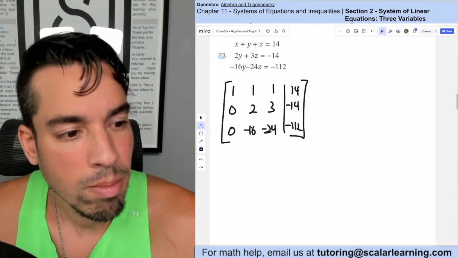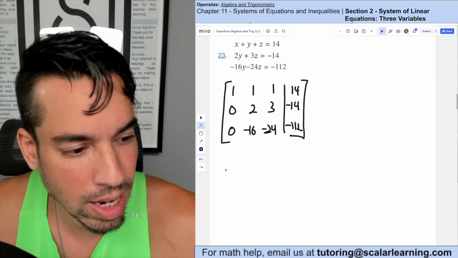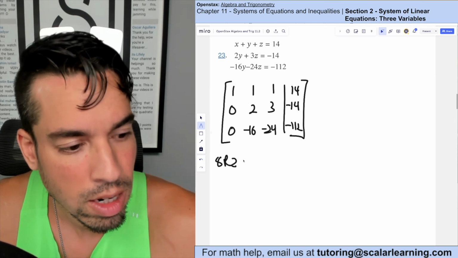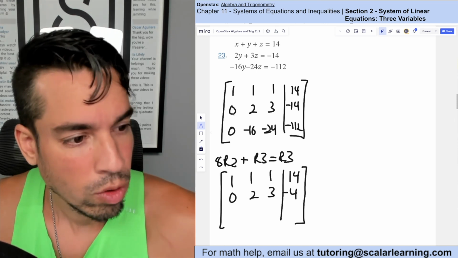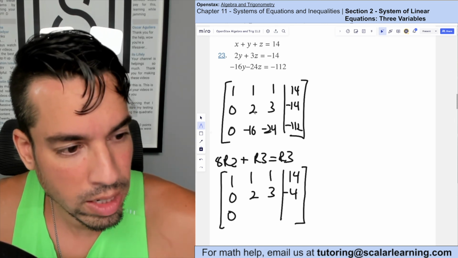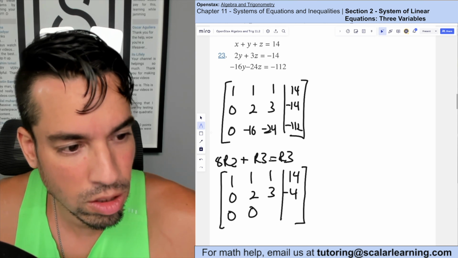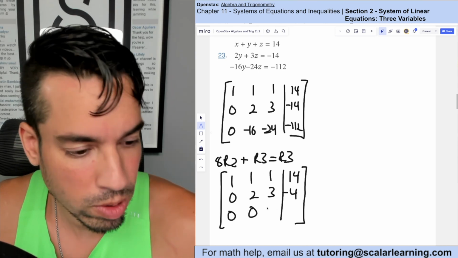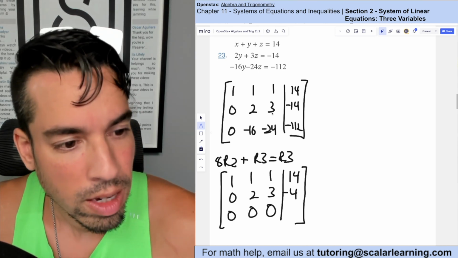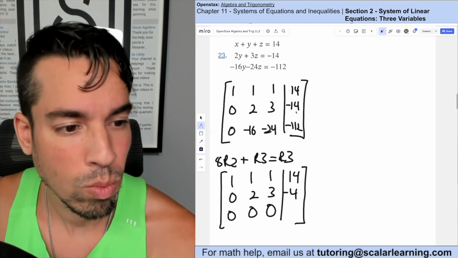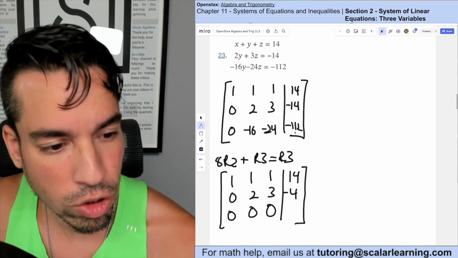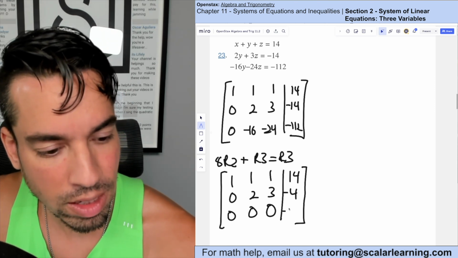I'll do that first by multiplying row 2 times 8, and then we're going to add that to row 3 to get a new row 3. So let's write that out. 8 times 0 plus 0 is 0. 8 times 2 is 16 plus negative 16 is 0. Nice. 8 times 3 is 24 plus negative 24 is 0. And then we got 8 times negative 14. That's negative 112 plus negative 112, which is negative 224.